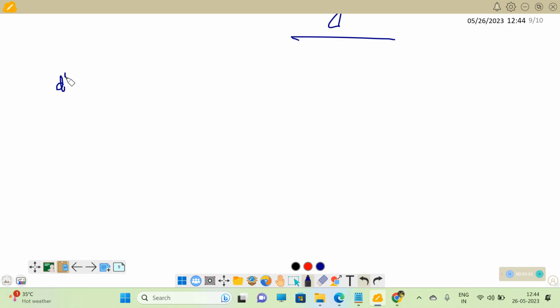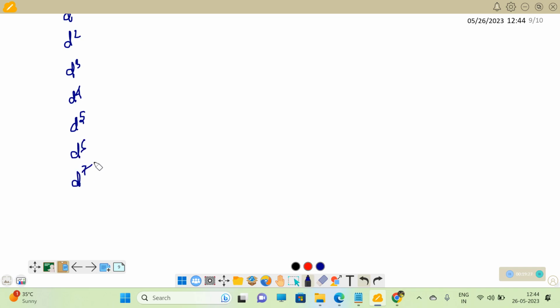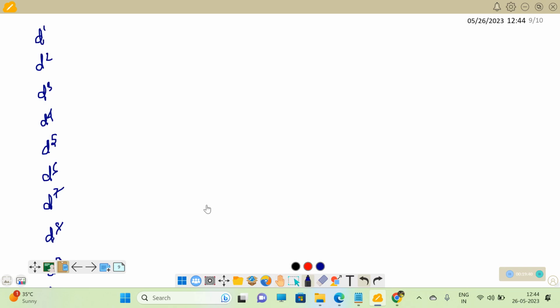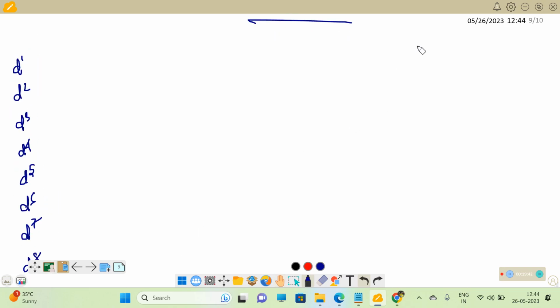that is D1, D2, D3, D4, D5, D6, D7, D8, D9, and D10. Wait for a few minutes. Let me write another thing. Here you can see that octahedral is like this.